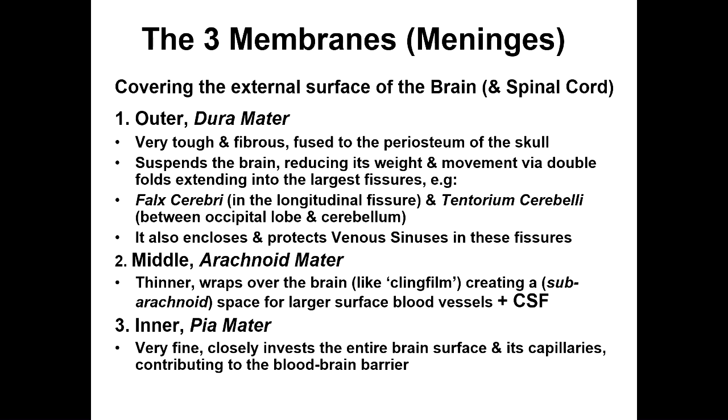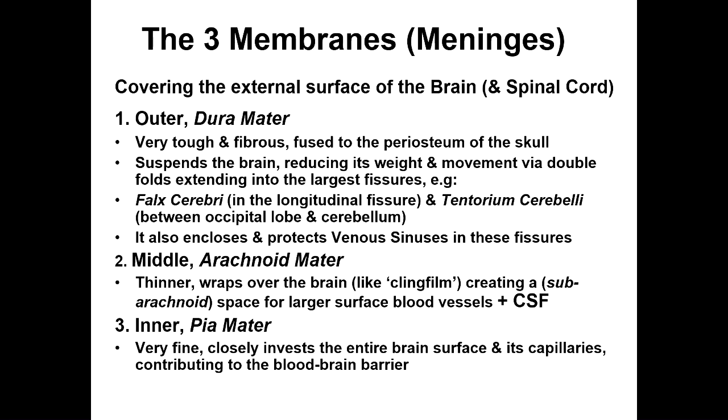The pia mater is the innermost layer. It's a very, very fine and delicate membrane that closely invests the entire brain surface. In fact, it follows all the various convolutions and contours of the brain surface. It's so delicate that you'd need a pair of fine forceps to get hold of it. But it contributes in some ways to the blood-brain barrier.